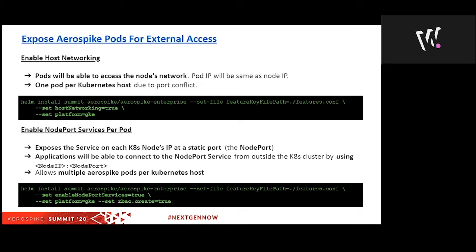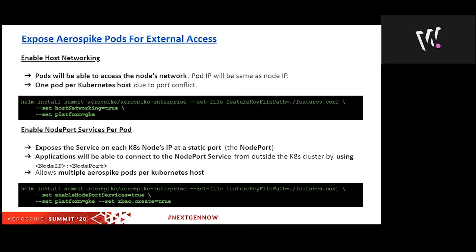So we have three methods. One is host networking, similar to Docker host networking. When you enable host networking, pods are launched directly on the node's network, the pod IP is the same as your node IP, and the Aerospike port is directly opened on the Kubernetes host. For that, you can simply set a flag called host networking equal to true and specify the platform as GKE or EKS, or if it is bare metal, you can specify the platform as none.